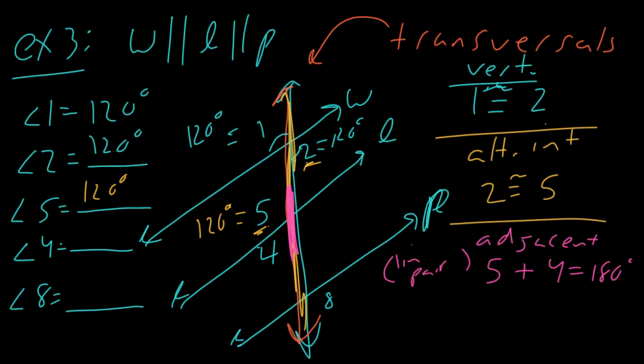Okay, well wait, if 5 and 4 add up to 180, all I have to do for angle 4 is just say what's 180, here I'll write it right here, 180 minus 120, and of course we know that that will be 60. Alright, this brings us to our last set.